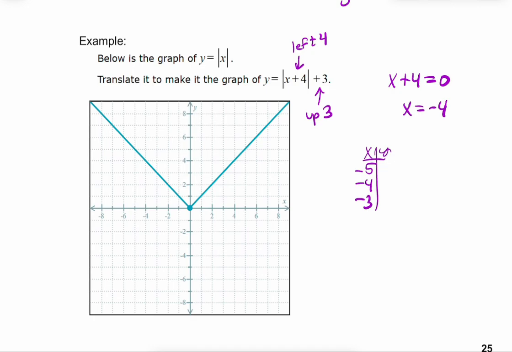Now let's plug in our -4 first. That's our vertex, that's our center, that's our whatever you want to call it. And so if I plug in -4 first, I get the absolute value of 0, which is just 0 plus 3 or 3. Hey, look, our vertex moved to the left 4 and up 3, just like I was thinking it was going to happen. Now let's plug in the thing below it, the thing above it.